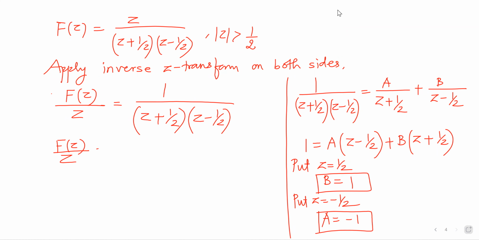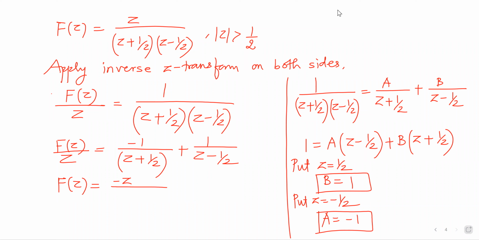So F(z) by z is minus 1 upon (z plus half) plus 1 upon (z minus half). Now I just take that z to the other side. So F(z) can be written as minus z upon (z plus half) plus z upon (z minus half).